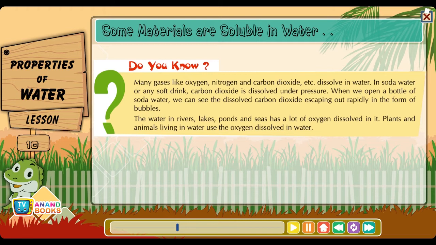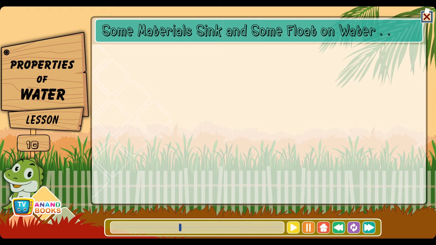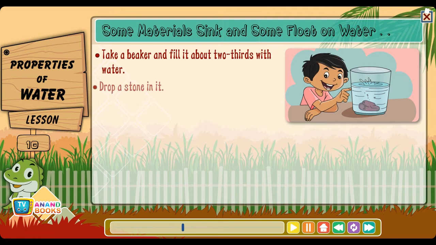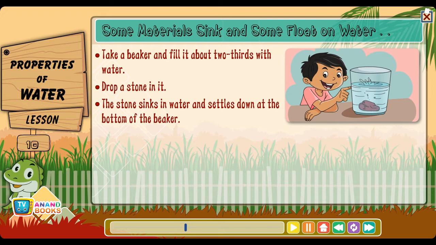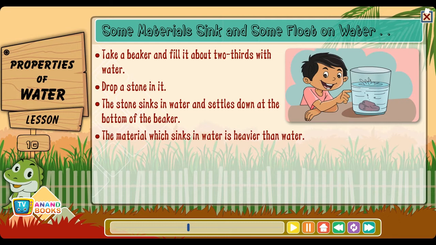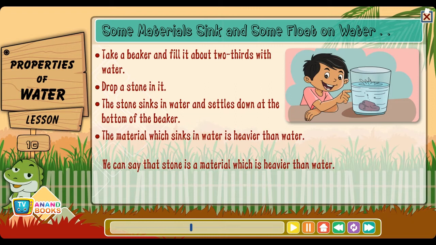Some materials sink and some float on water. Take a beaker and fill it about 2/3 with water. Drop a stone in it. The stone sinks in water and settles down at the bottom of the beaker. The material which sinks in water is heavier than water. So we can say that stone is a material which is heavier than water.